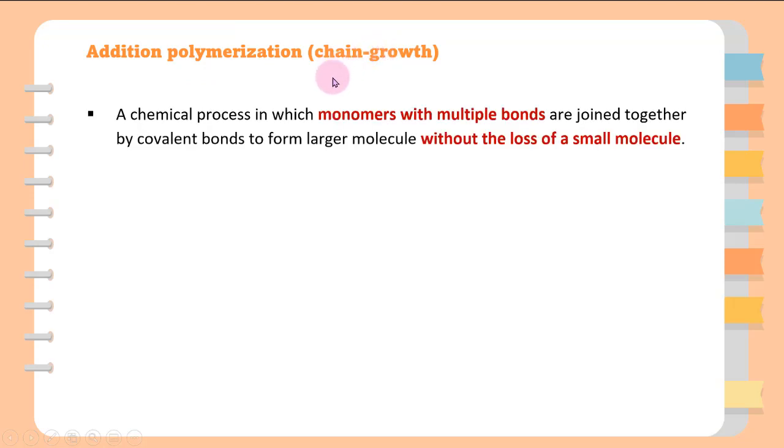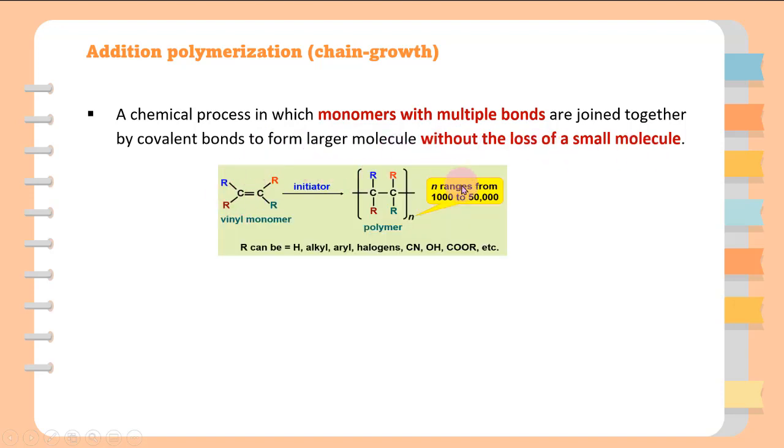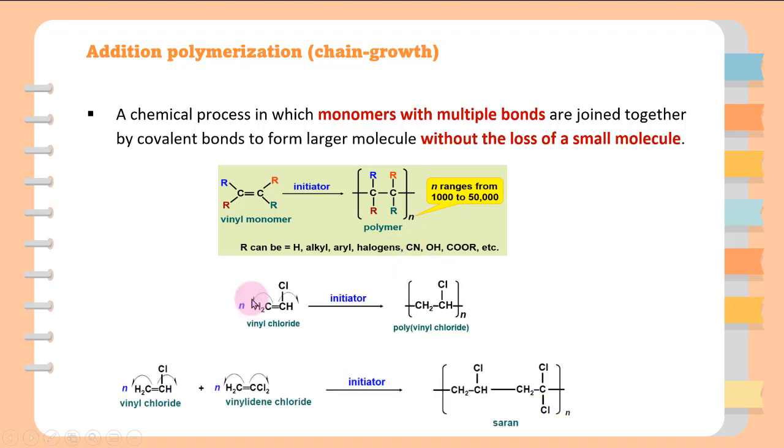So in this process, it involves monomers with one or more multiple bonds that are joined together by covalent bonds to form larger molecules without the loss of a small molecule. So this is a general formula of these addition polymerizations. And the R can either be a hydrogen, alkyl, aryl, halogen, CN, OH, or an ester. So here are the two examples given.